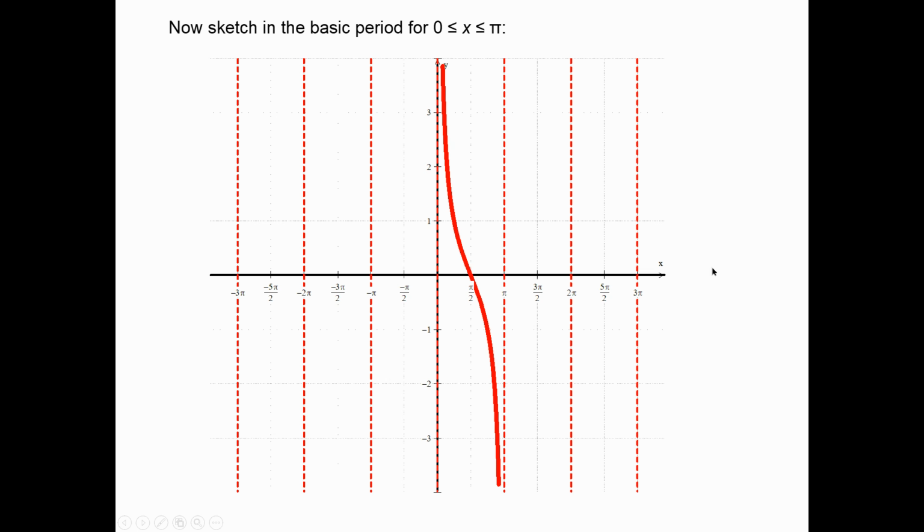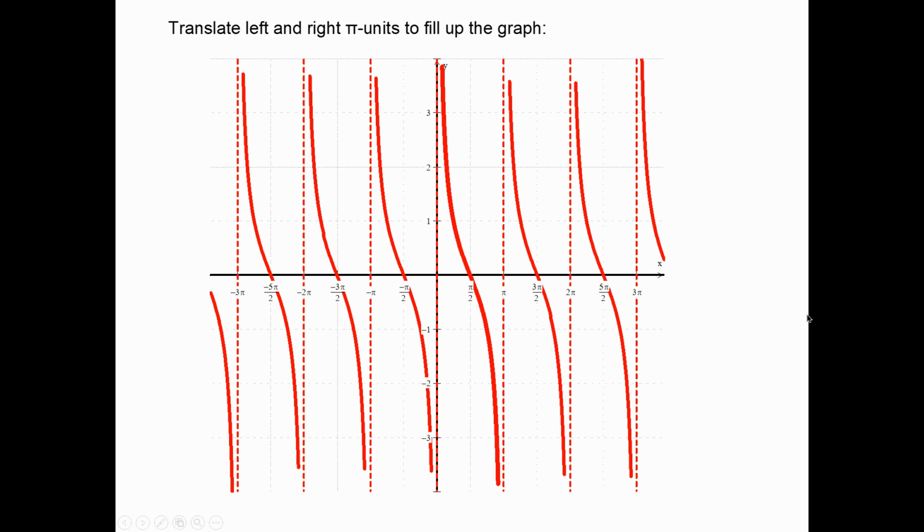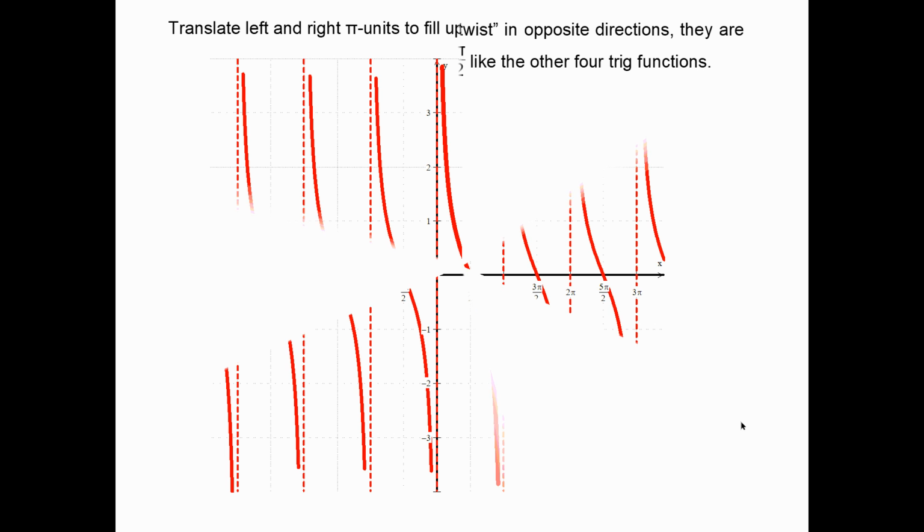Now to fill up the rest of it, again, notice you have x-intercepts at x equals an odd multiple of pi over 2. You have vertical asymptotes at x equals a multiple of pi. You don't have a y-intercept. And the period is pi.